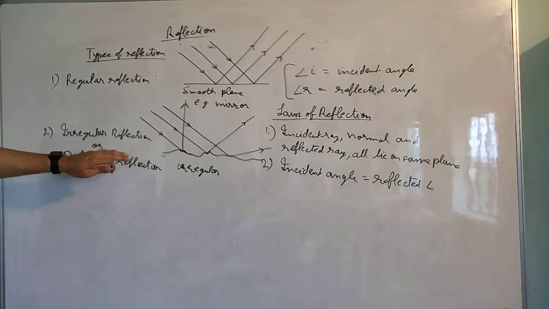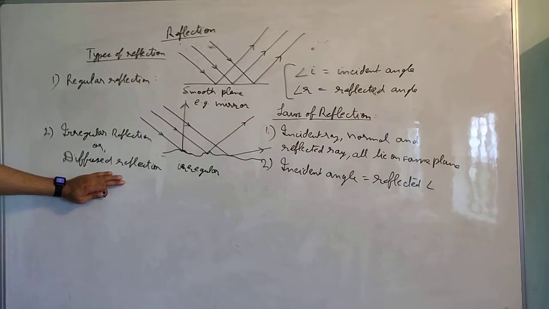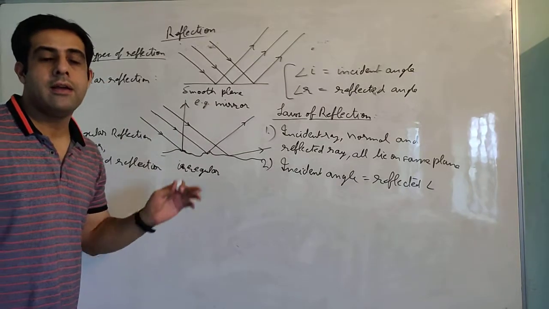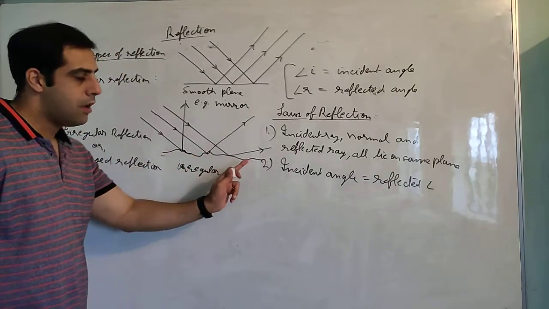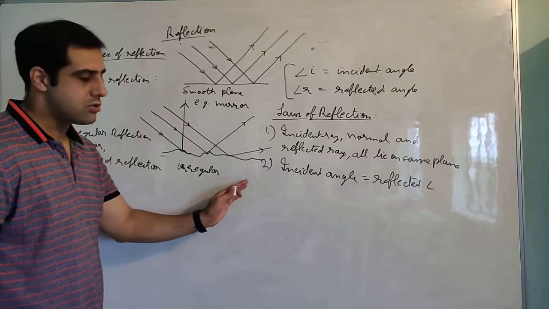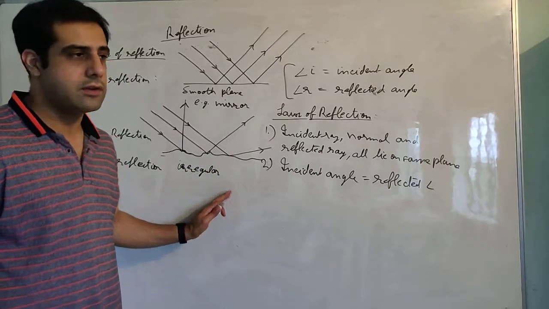Diffused. So irregular reflection or diffuse reflection, what does it mean? That the incident rays are parallel but the reflected rays are not parallel. And why are they not parallel? Because the plane from which they are getting reflected is not a smooth surface, it is an irregular surface.